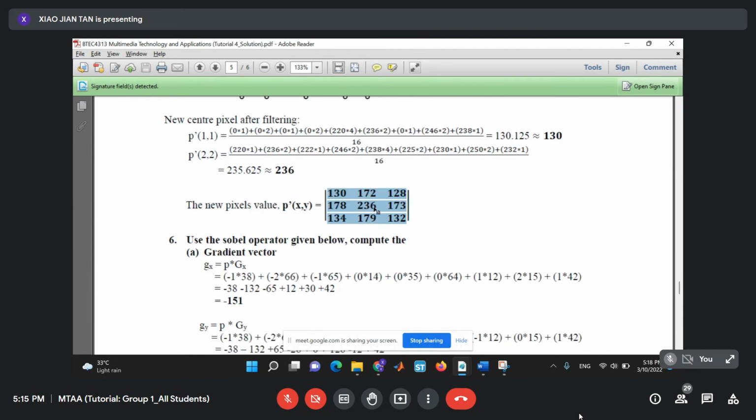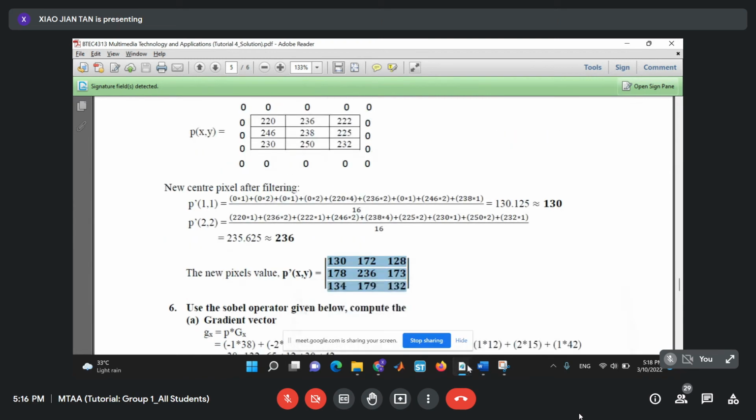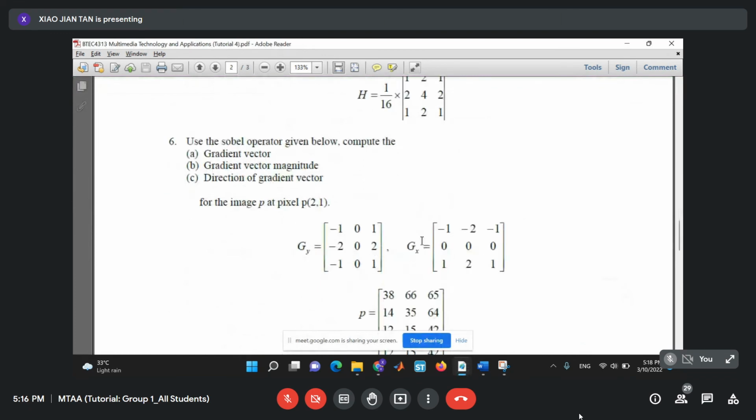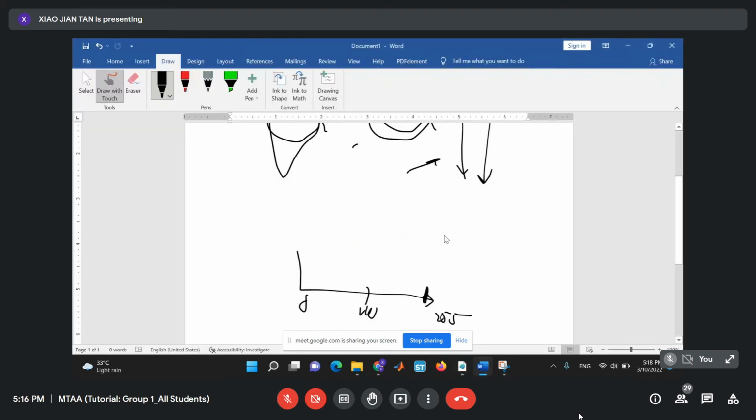So question 6 is about Sobel. Use the Sobel operator given below. Compute the gradient vector magnitude and the direction of the gradient vector. This is not really included in the lecture notes as well. Always remember that to calculate the magnitude, we need to use this formula. This is a very common formula; I think we learned this since Form 5 maybe. This formula is quite useful.